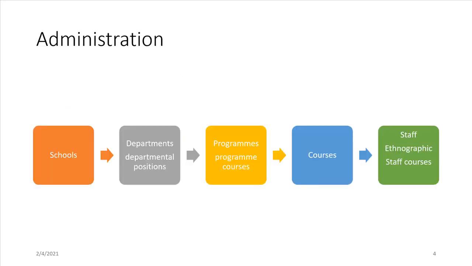Now, under the administrative module, here institutions can define things like different schools, especially for universities that have different schools, and these schools can have different departments. You can specify different positions of staff members in each department. You can also keep records of the programs that are offered and which course is offered in which program and which staff takes which course.